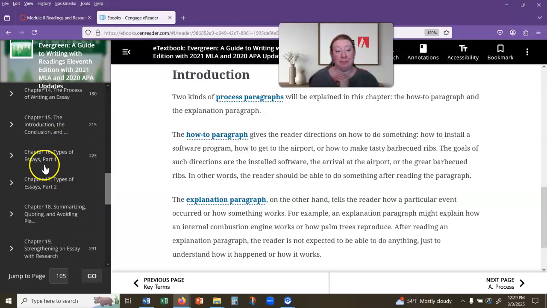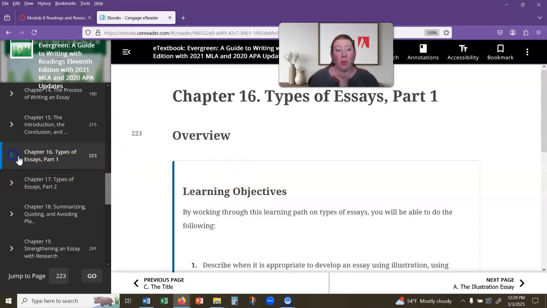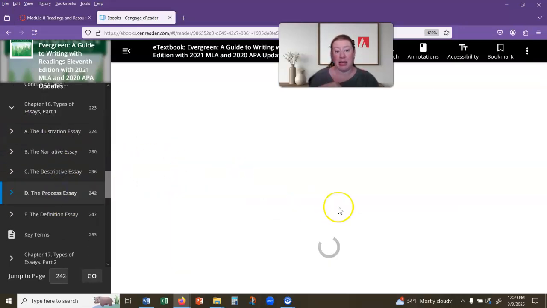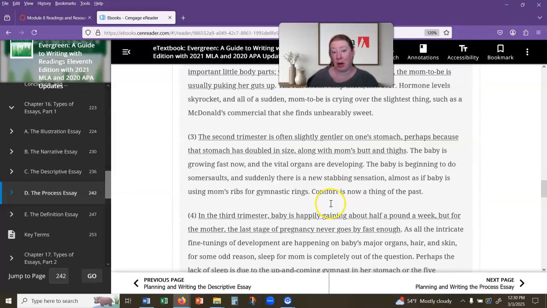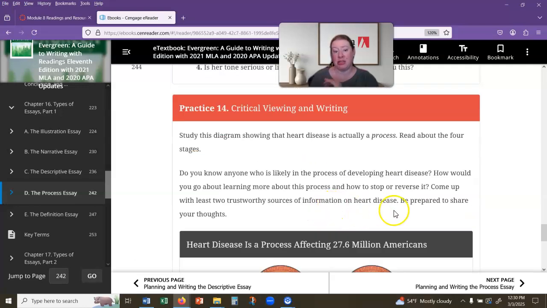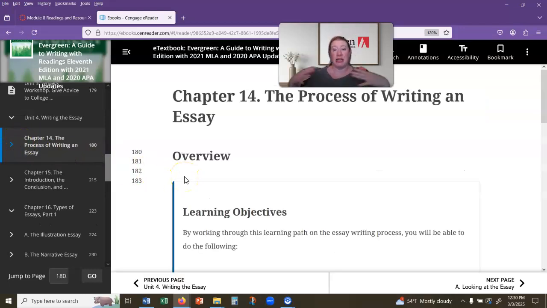Later in the book is the different types of essays, and one of them is listed as the process essay, and it's just 1 page of information about how to create a process essay as opposed to just the paragraph level. And then you'll also look at chapter 14, and chapter 14 covers the entire process of writing an essay. So just any type of essay, it goes over how you would approach it, what are some things to remember, some of the terminology that you'll need, and that kind of thing.